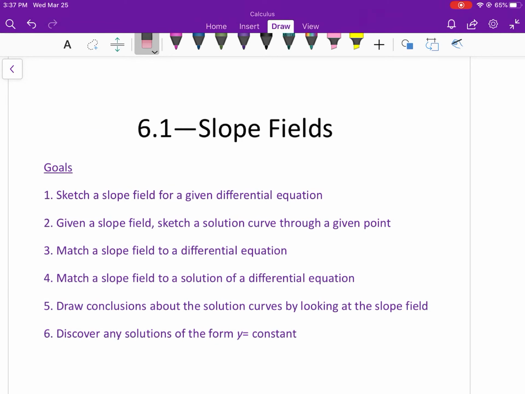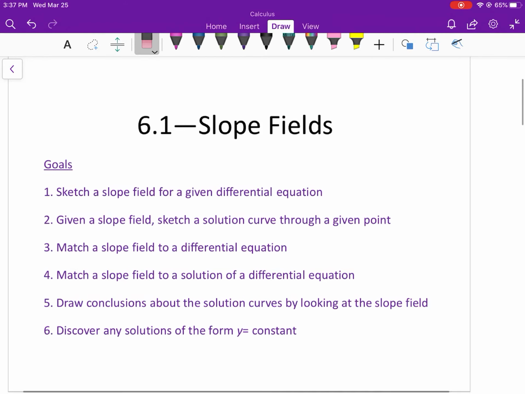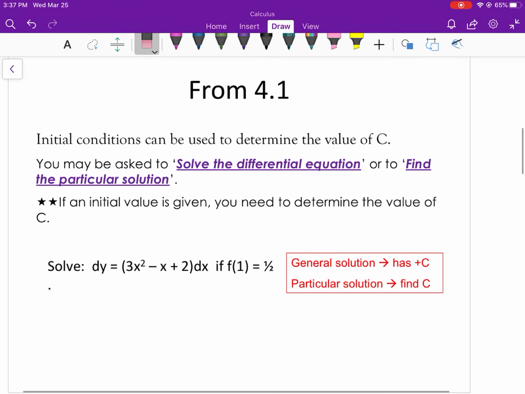Okay, calculus. Today we're going to start our study of chapter 6 and we're going to open up with slope fields. One of the big goals today is just to get you to draw a slope field and to understand what you're looking at. This part right here, we're going to go through this slide on a different day, maybe Friday.